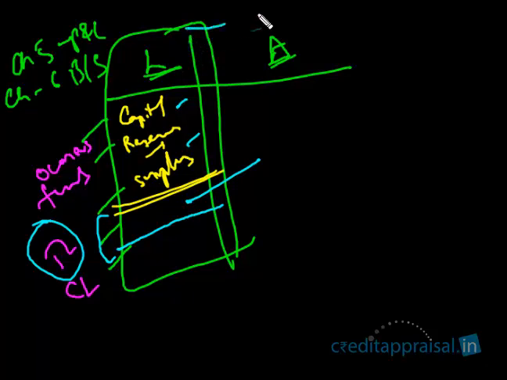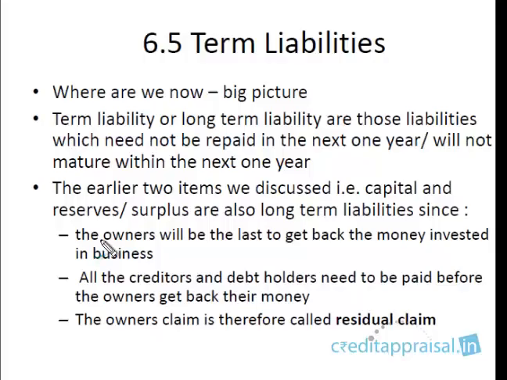We're right now discussing the balance sheet, under which we are in the liabilities section. Under liabilities we have three major classifications: the owner's funds, term liabilities, and current liabilities. We are right now in term liabilities. Before going into the individual items, let us understand what a term liability is. We have already discussed that a liability is a source of fund.